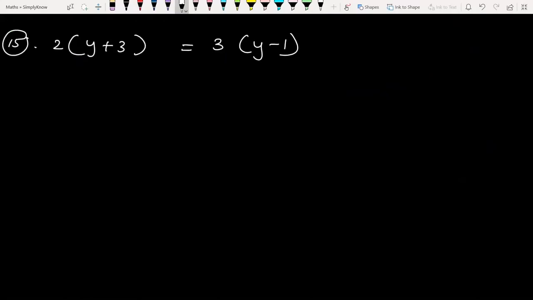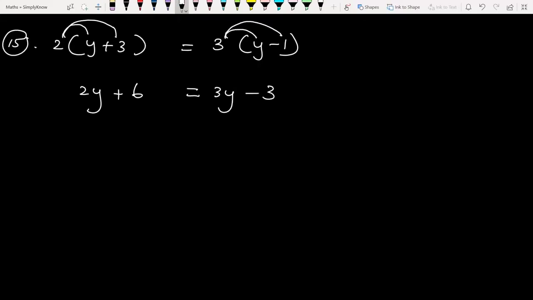Okay, let's solve this equation. Here again, we need to remove the brackets first of all. So 2 times y is 2y. 2 times plus 3 is plus 6 equals 3 times y is 3y. 3 times minus 1 is minus 3.